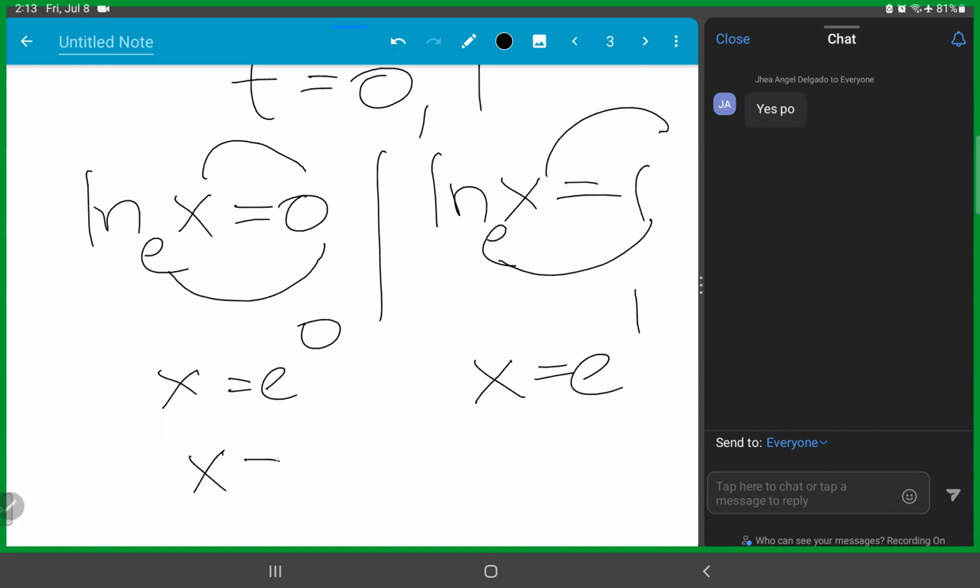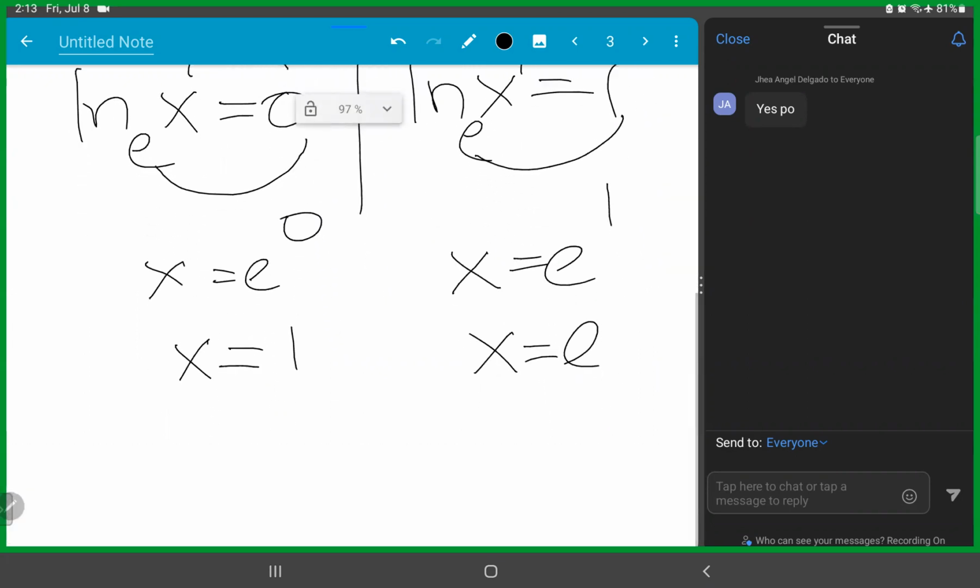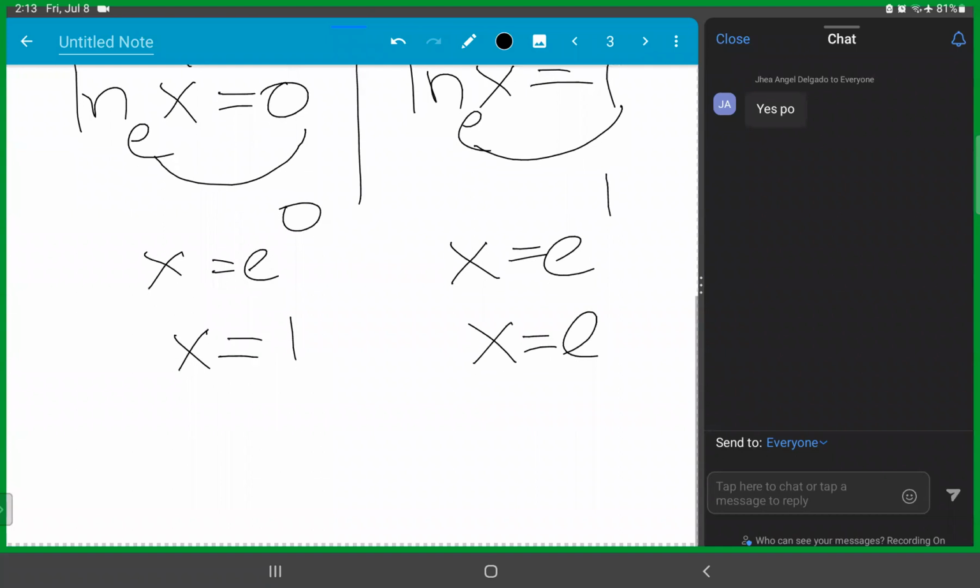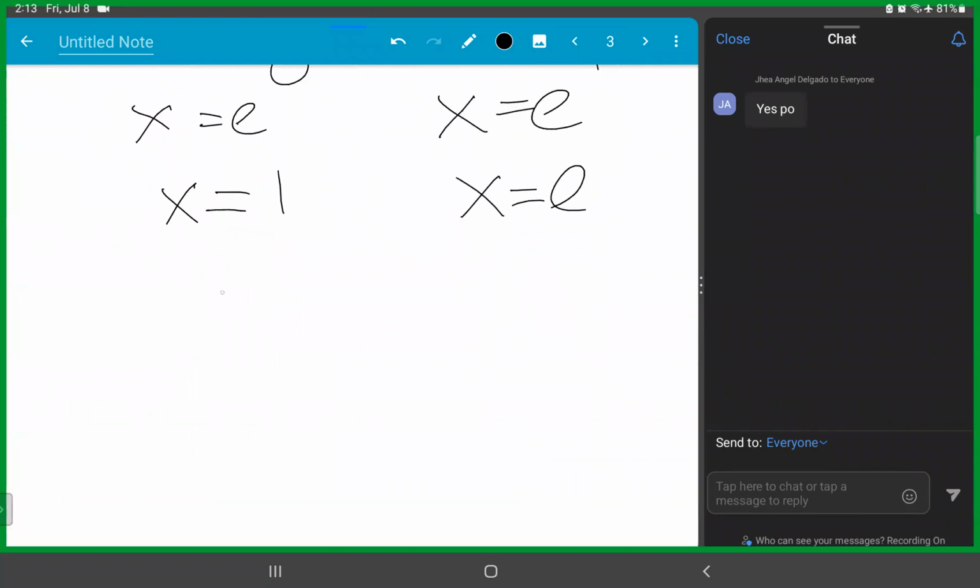And thus, we have solved for x. x equals e to the 0. Anything raised to 0 is 1. And then this is just e. e is approximately 2.71828. You can repeat actually, 2.718281828. Solution set: 1, e.